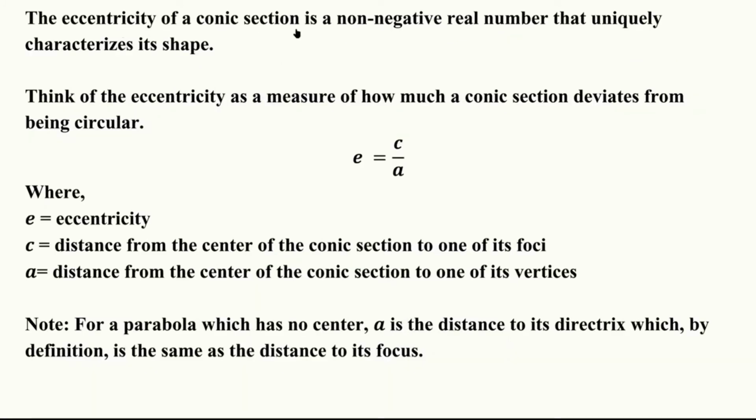Basically, the eccentricity of a conic section is a non-negative real number that uniquely characterizes its shape. Think of eccentricity as a measure of how much a conic section deviates from being circular. The definition that we use for eccentricity is basically C over A. E equals C over A. Well, E is the eccentricity. C is the distance from the center of the conic section to one of its foci. And A is the distance from the center of the conic section to one of its vertices.